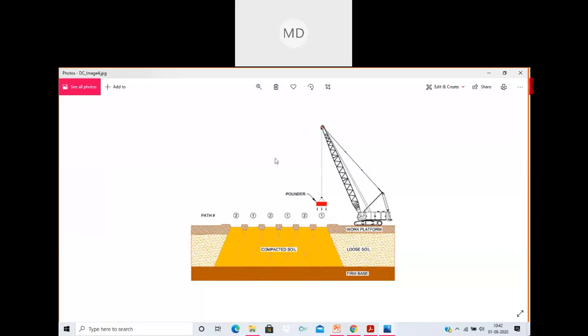Okay, is it clear, the diagrams? Any doubt? Is it clear to all? Okay, fine.